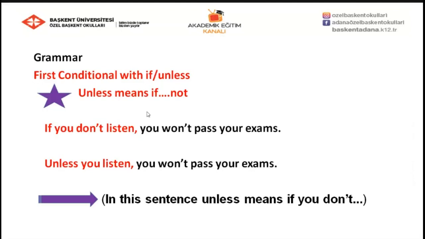These two sentences have the same meaning, but in the first one, we have to use if you don't listen, you won't pass your exams. And in the second one, we cannot use any negative structure. We have to use unless. Unless you listen, you won't pass your exams. In this sentence, unless means if you don't.